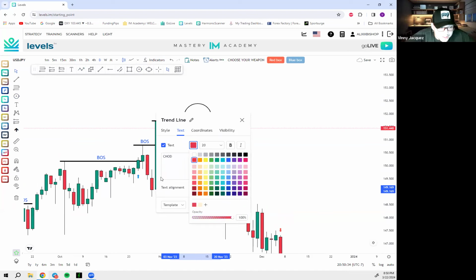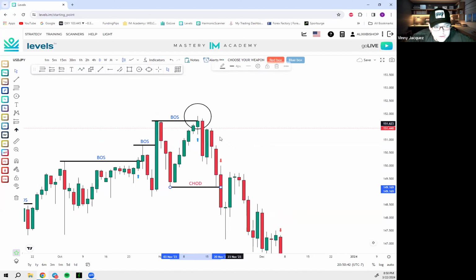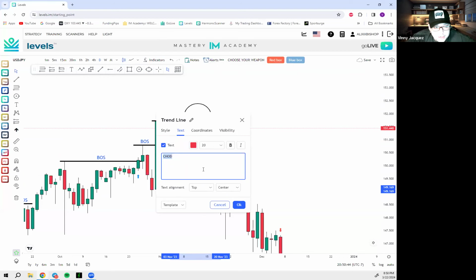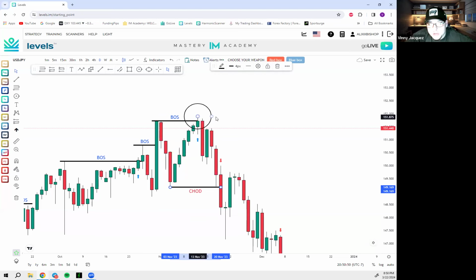Change of direction. I knew I did it on purpose. I knew it. I did it on purpose, guys. I clicked and wrote change of direction right here. So you guys are looking at this. Guys, this right here, the highest point in this uptrend is the head.